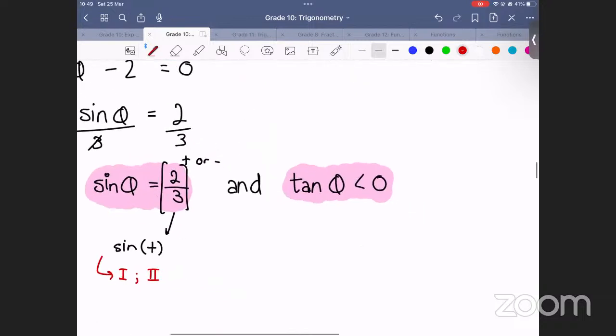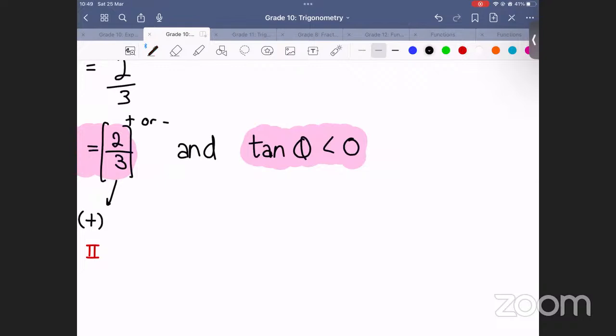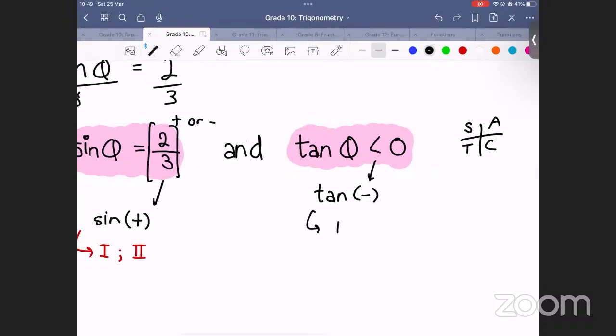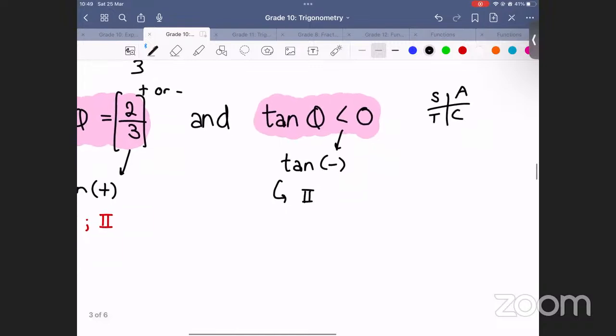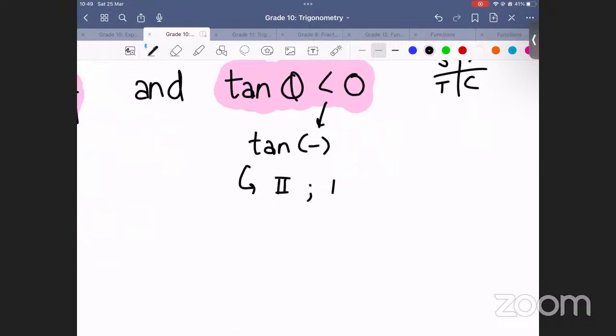So here, tangent theta is less than 0. This means that tangent theta is negative. Where is tangent negative? Let's draw up our CAST diagram again, which you can do as many times as you like. Tangent is positive in the T and in the A, so therefore negative in the second and the fourth, sorry.